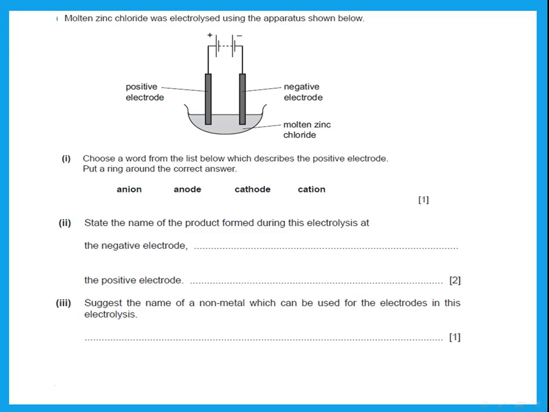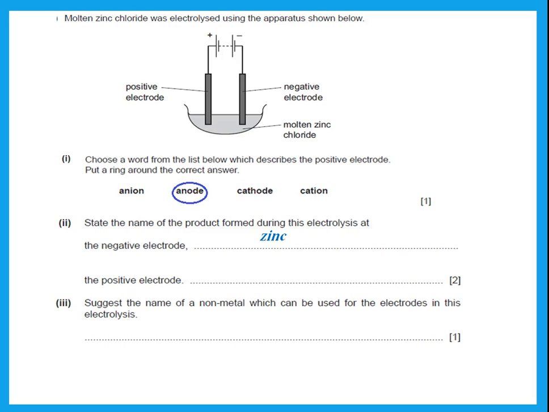Okay, choose a word from the list below which describes the positive electrode. Positive electrode is called what? Positive electrode is called anode. State the name of the product formed during electrolysis. What is he doing now? He's doing electrolysis of what? He's doing electrolysis of molten zinc chloride. Okay, molten zinc chloride. Well, which one goes to the negative? The zinc ions will go to the negatives and form zinc. The chloride ions will go to the positive electrode and form chlorine with an N, not with a D.